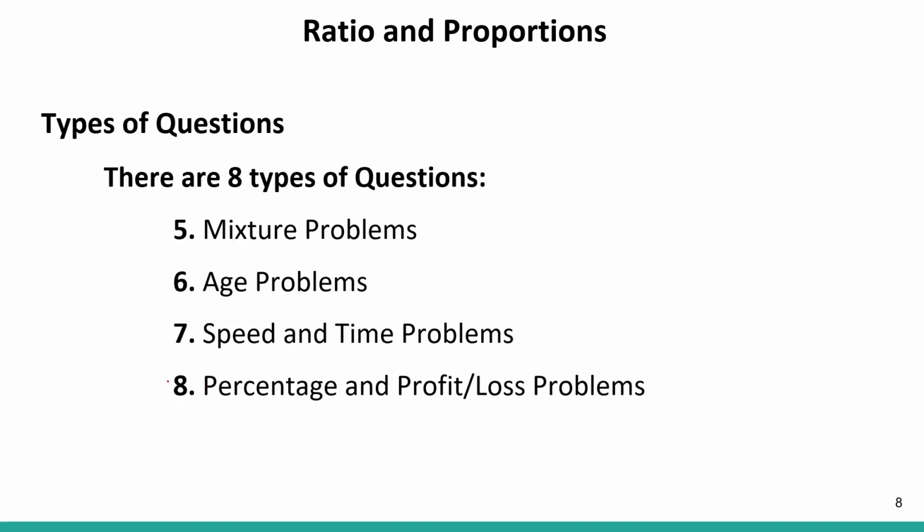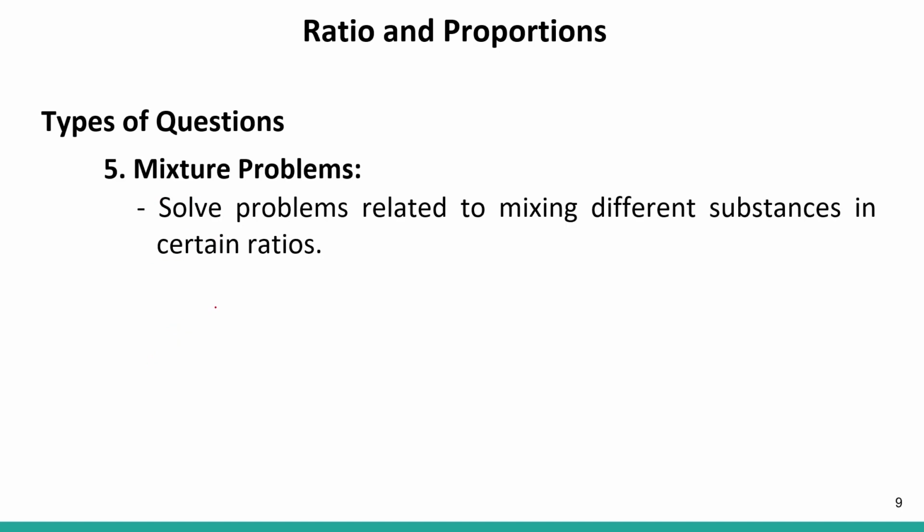So let's see the remaining ones. That is, let's see the problems on mixture problems, age problems, speed and time problems, percentage and profit loss problems. Okay, let's see each one among them. So let's start with mixture problems. In mixture problems, we solve problems related to mixing different substances in certain ratios. What we do is we mix certain substances in different ratios.